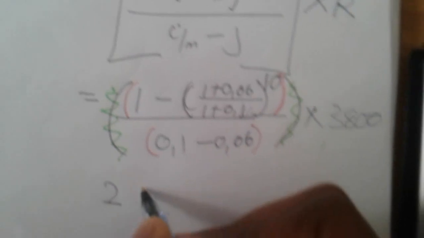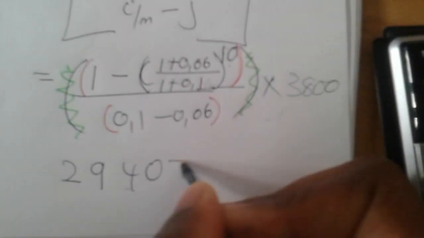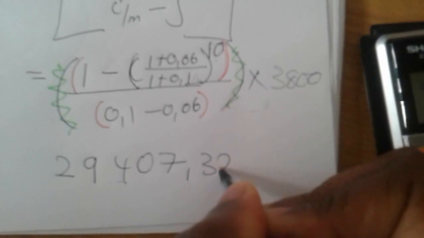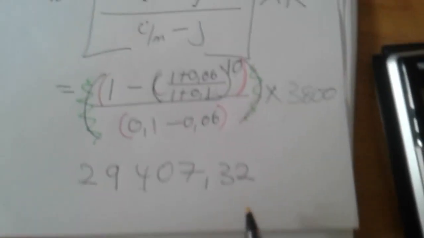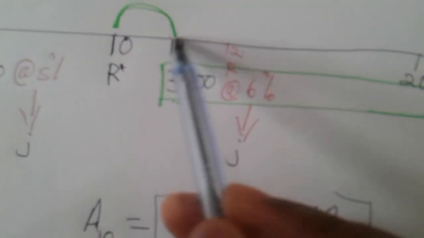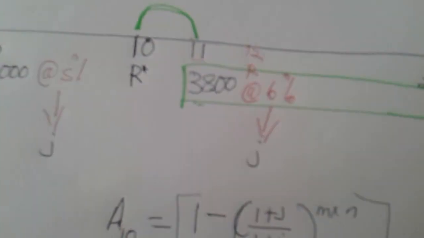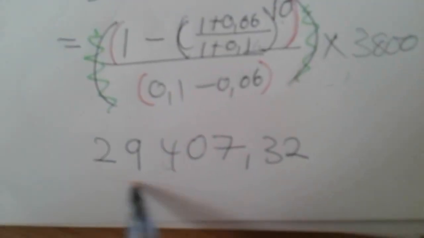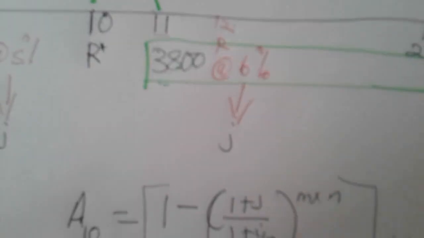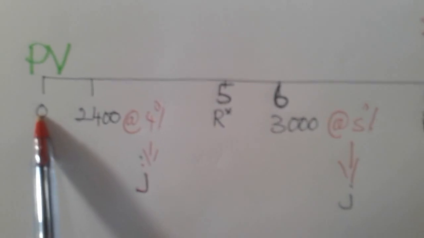So it is 29,407.32, right? But now remember what we just agreed, that the present value of that annuity is not at 11 but is at 10. So it means this answer here is our present value at year 10. Hence it's called A10. So if you put your answer there, it becomes 29,407.32. But remember, the question says find PV, and your PV is at 0.